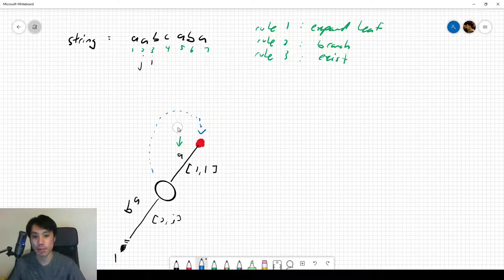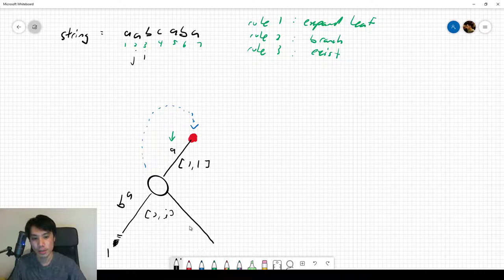Okay, and because my alphabet is B, I need to create a new one, which is B, and here will be 3I. Okay, and once I finish, I increment my J. So when I increment my J, I go back to my active node, which is what you see here, and I look for alphabet B.